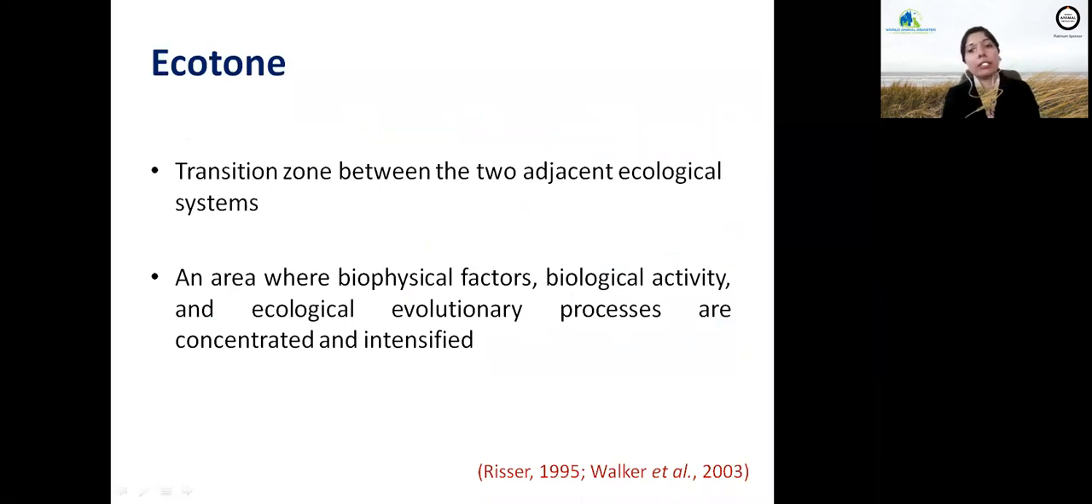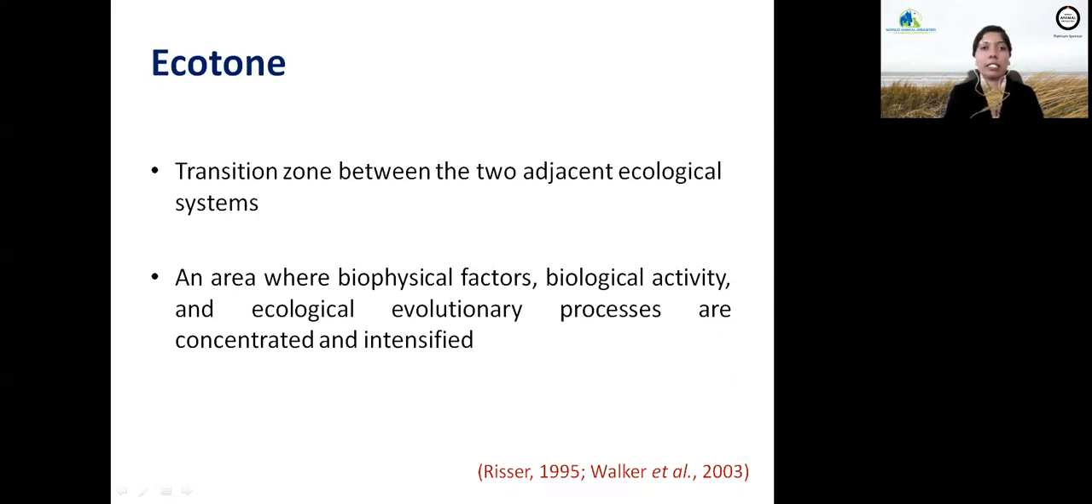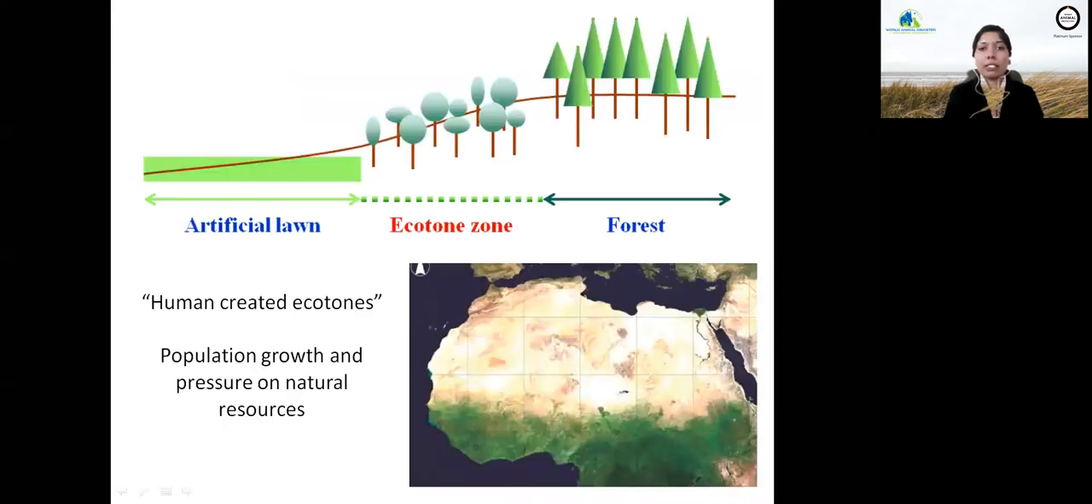An ecotone is actually the transition zone between two adjacent ecological systems. It is an area where most of the biological and ecological activities are intensified, and there is interaction of many species of both ecological settings. It can be considered as a zone where human settlements, croplands and pasture lands extend deep into the forest area, the intact forest block. So the problem is human-created ecotones, which are extending deep into the intact forest blocks and causing disturbances.